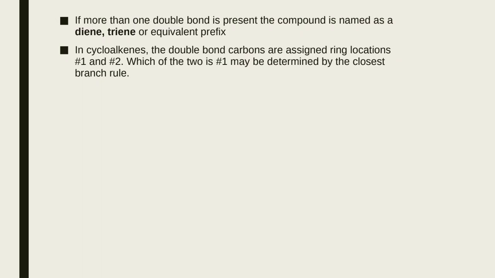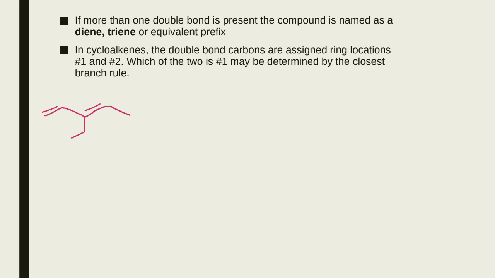Okay, let's do a couple more. So sometimes with double and triple bonds, you'll see more than one listed. So let's do an example like this. We'll put a branch here, and I'm going to put a pi bond there and a pi bond there.